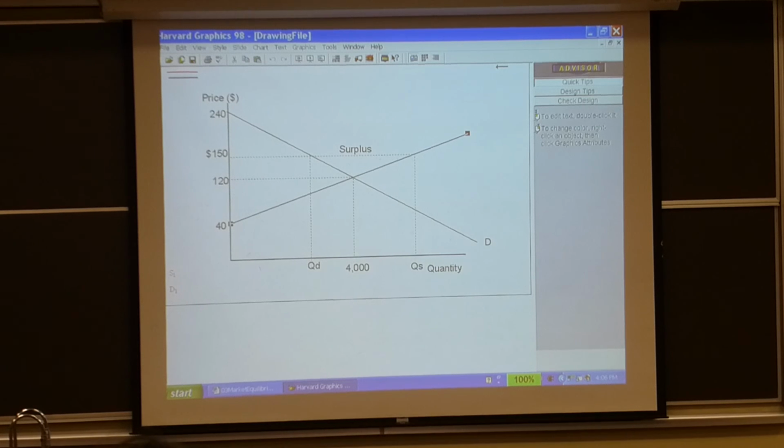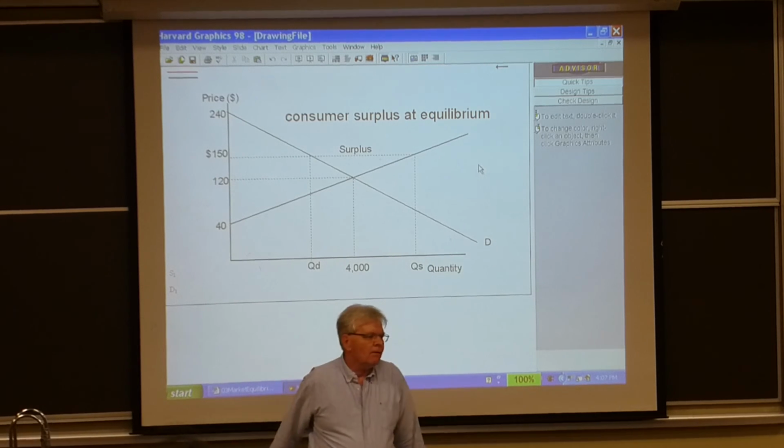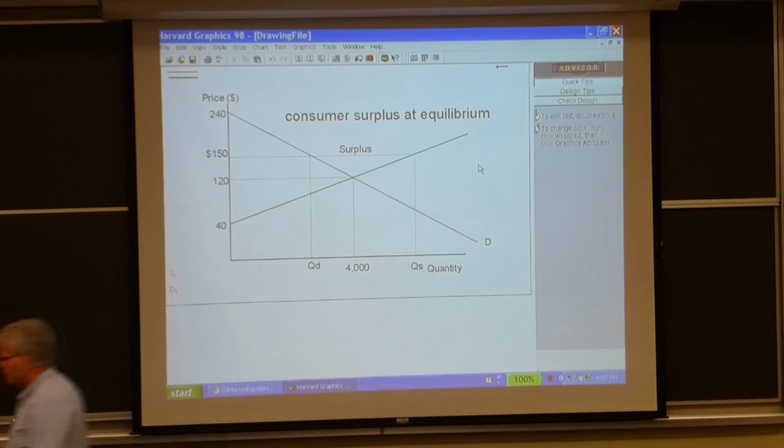Let's see now. First of all, I want to know, what is the consumer surplus at equilibrium? Can you figure that out for me? First of all, do it on the diagram. See it on the diagram, and then figure out how to do it mathematically. Before you calculate it, just tell me how to put it in the diagram. It's the triangle going from 240 to 120 to 4,000.